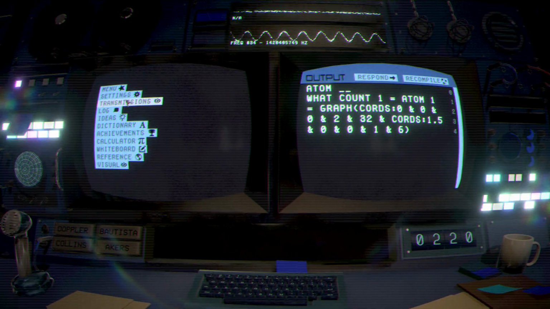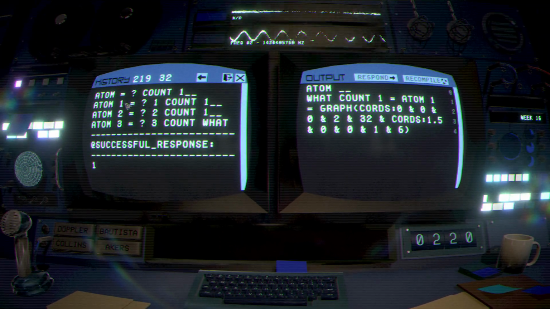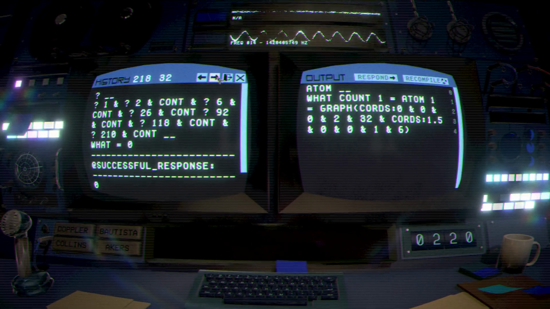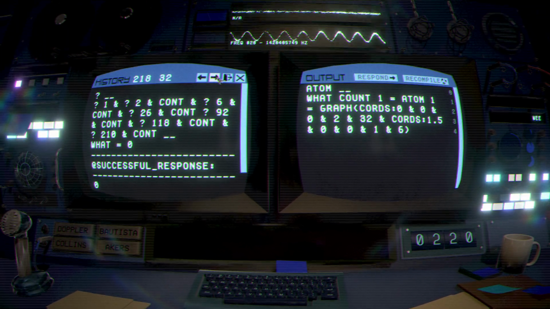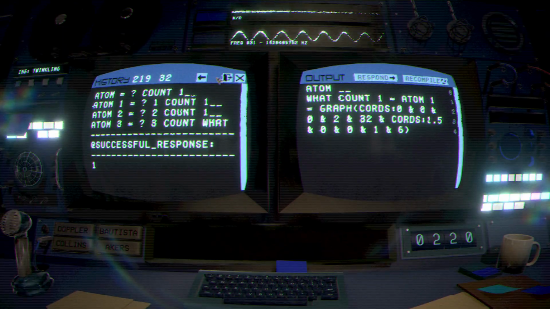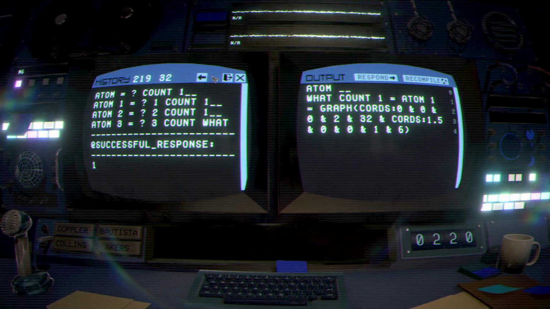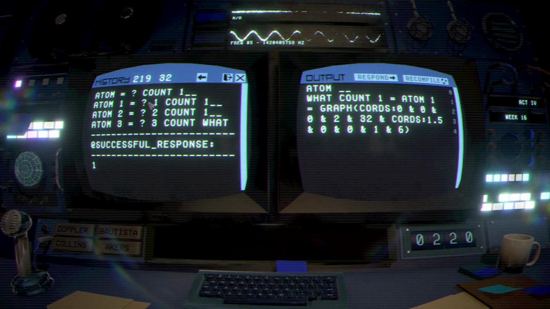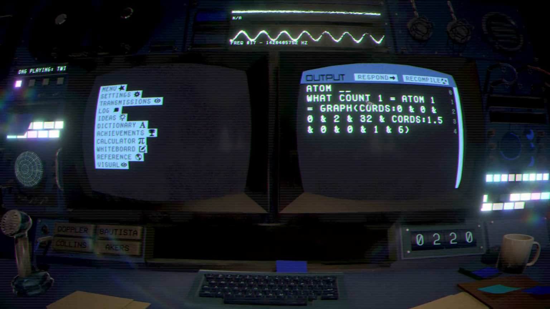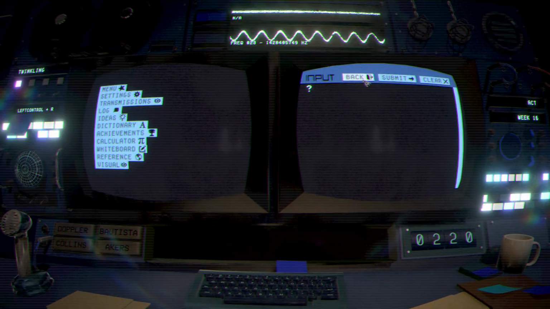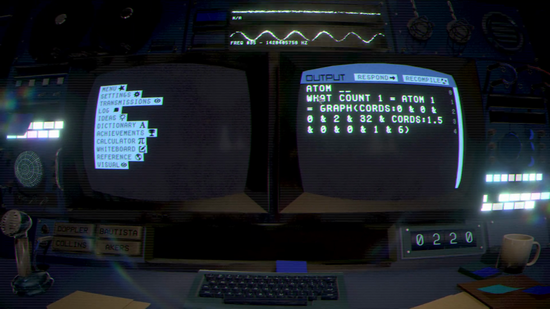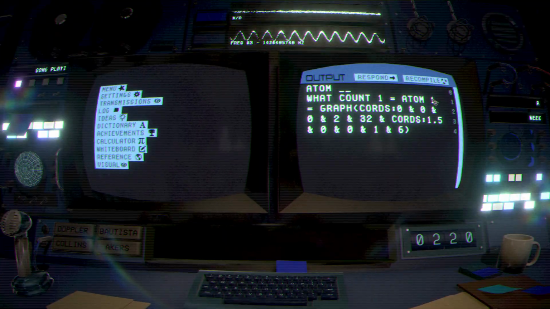So let's go back to our old transmission and think. We're talking about atoms. Maybe the question mark is electrons? I don't know. Let's just put a question mark here. What count 1 equals atom 1?